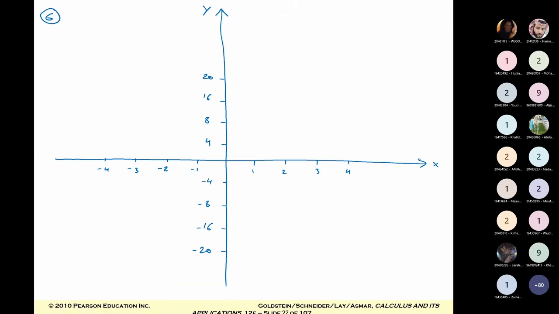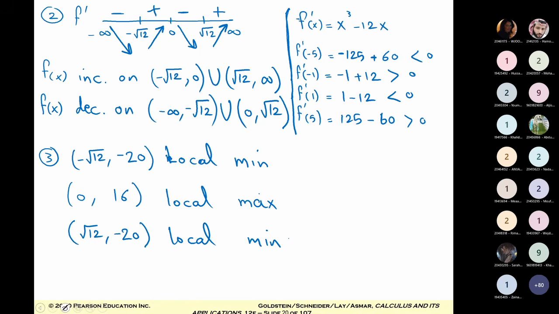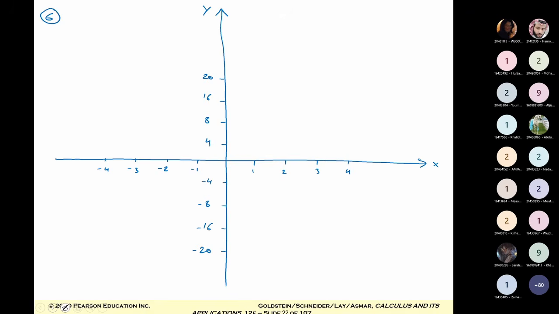Okay. Now, the maximum point 0, 16. Look at the maximum. Where is the maximum? Maximum 0, 16 and minimum at plus and minus radical 12 with negative 20. Okay. 0, 16, this is the maximum. And here we can put radical 12 and here negative radical 12. Okay. And the 20.